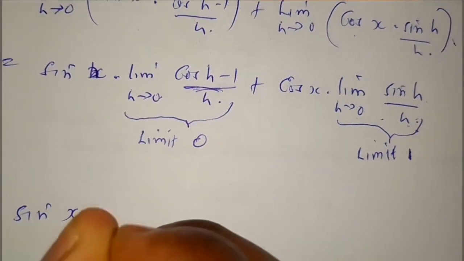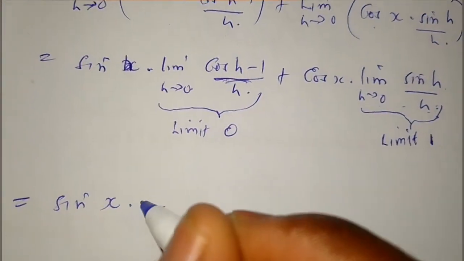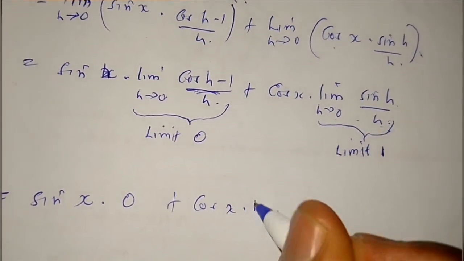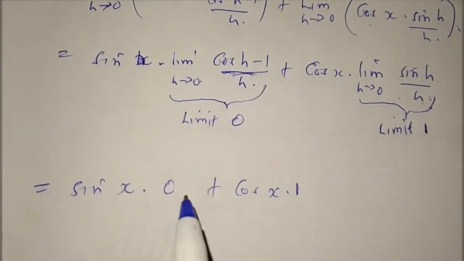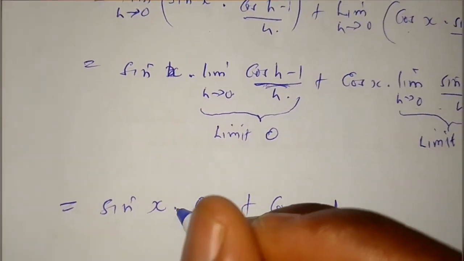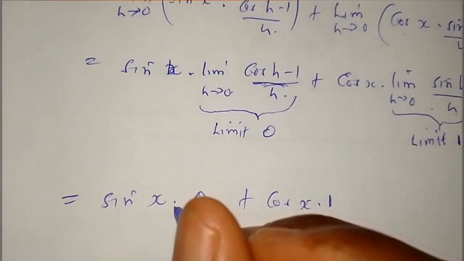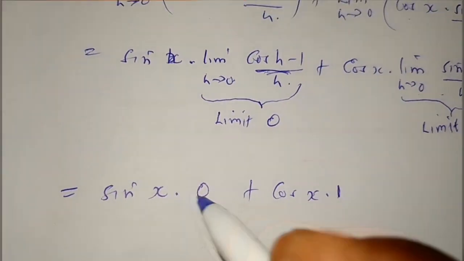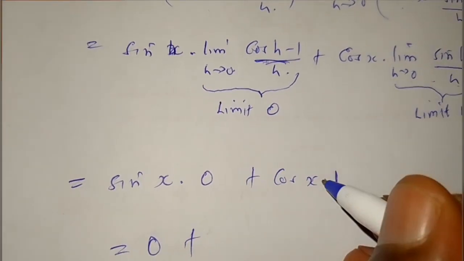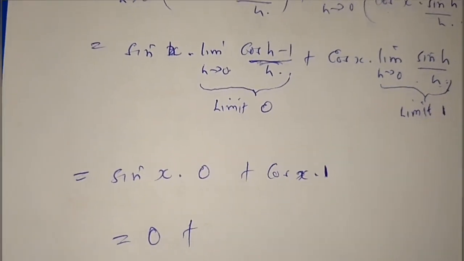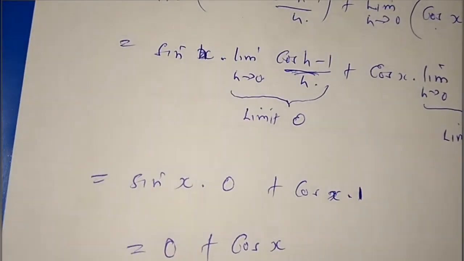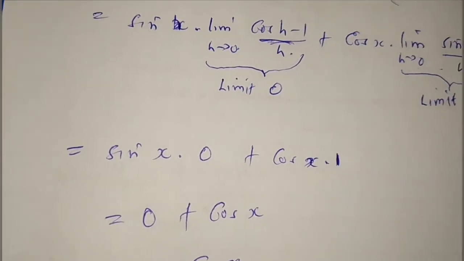And now we have sine x dot 0, plus cos x dot 1. If you multiply anything by 0 it is 0. This dot is for multiplication, it's a dot product. So sine x times 0 is 0, then cos x times 1 is cos x. Anything multiplied by 1 is itself. So our answer is cos x.